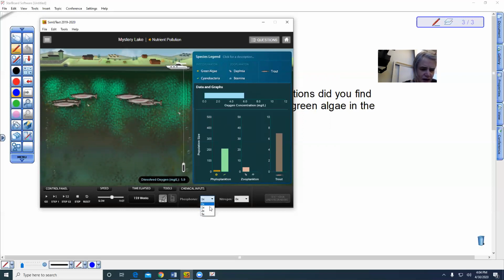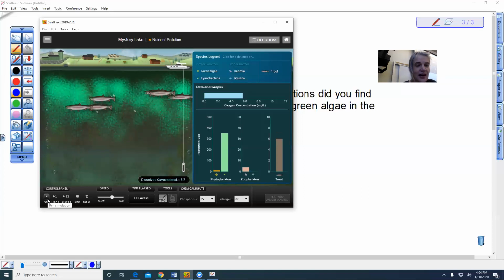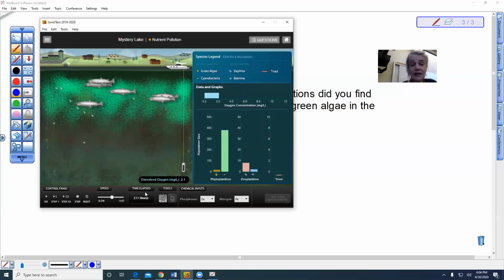A lot of you said, well, if you have high phosphorus, then you're going to have lots of cyanobacteria, but you have to have high phosphorus and low nitrogen in order for the cyanobacteria to really, oh, look at that, it's going crazy. Okay, now why is that such a bad thing?